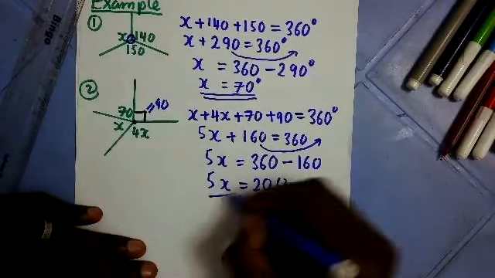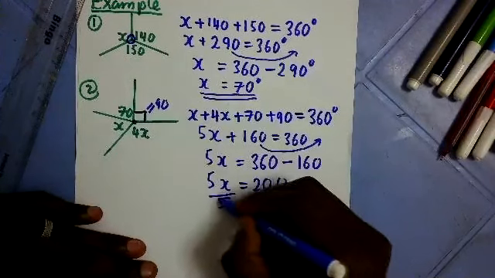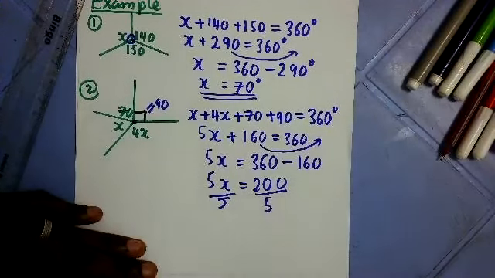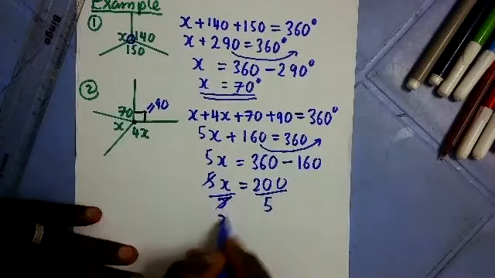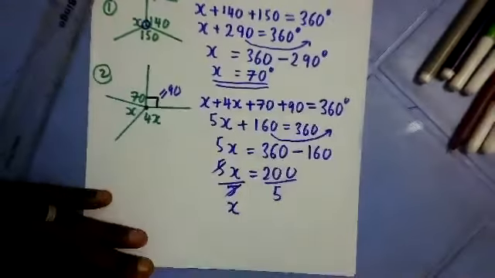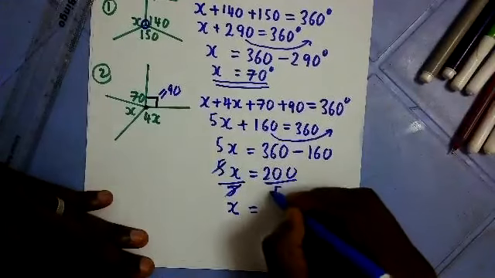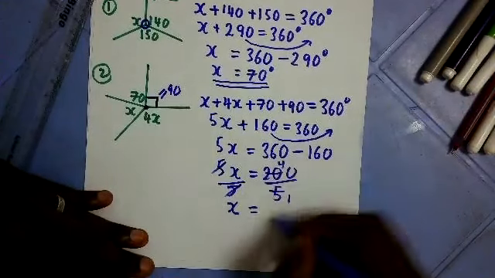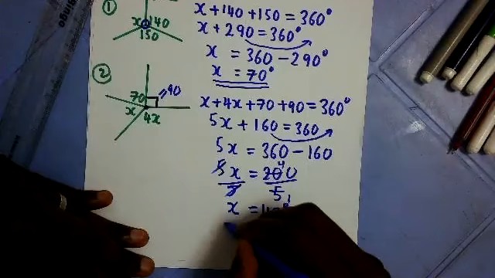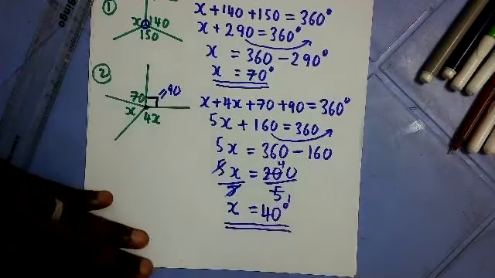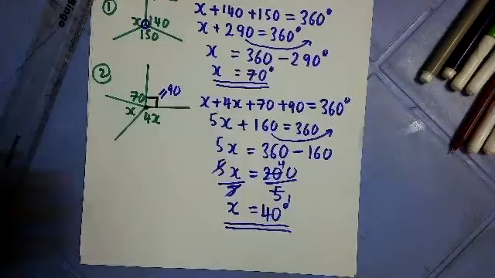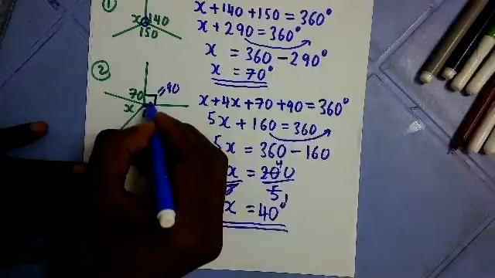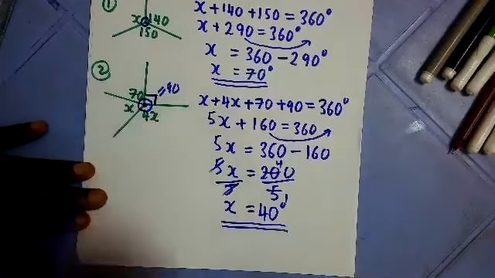Since I'm looking for x alone, I will divide by 5 both sides. By 5, I remain with x alone. X is equal to 200 by 5, which is 40. My x will be 40 degrees. This is how we solve questions that add up to 360.